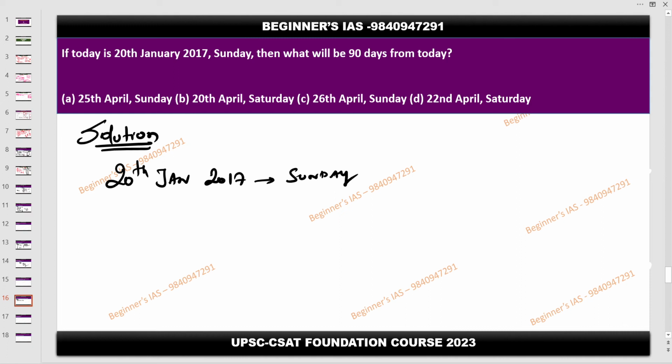January 27 is the Sunday. Then what will be 90 days from today? Saturday means two options there, B or D. Listen, 20th April or 22nd April? Two options are there.